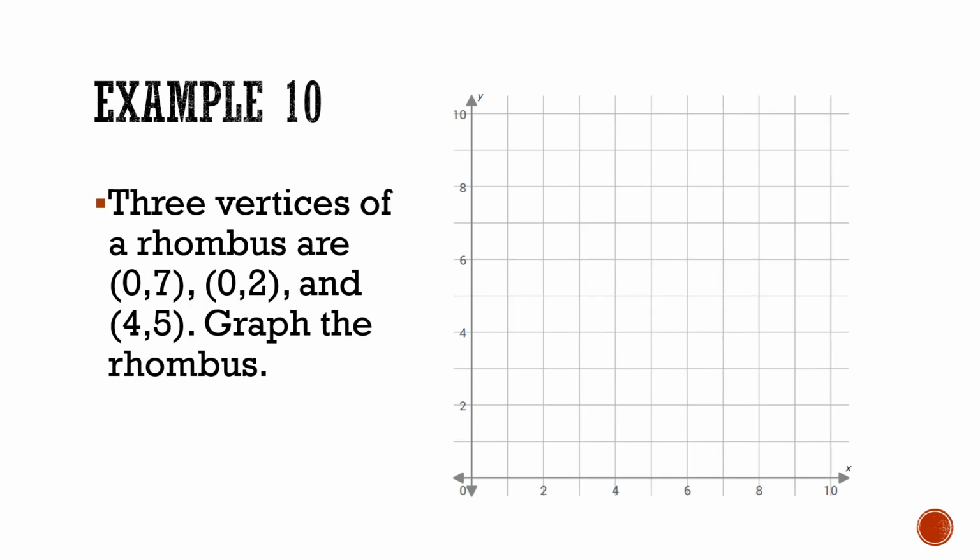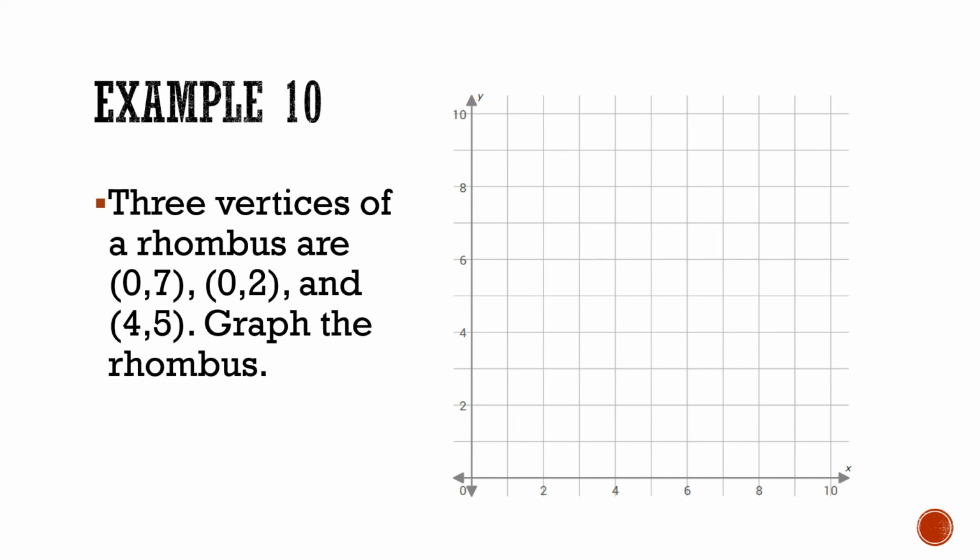Okay, our last one here, we have 3 vertices of 0, 7, 0, 2, and 4, 5. And we're graphing the rhombus. Remember I told you a rhombus is like a smushed square. So all 4 sides will still be the same length, but you will not have 4 90-degree angles.